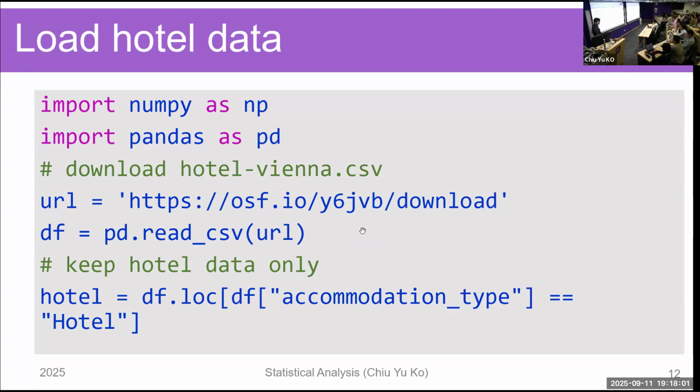We have this same Vienna data, and we use the pandas read CSV to import the data. The next thing is, remember, this data has a lot of categories. You have hotel, apartment, mansion, or many things. Because we're interested in doing a sightseeing holiday, we are only interested in hotels. So what we do is filter through the hotels.